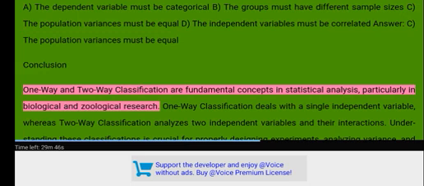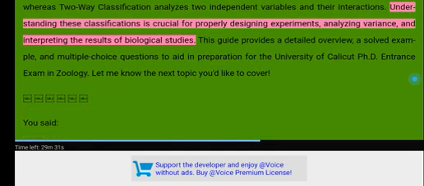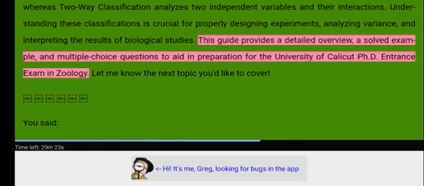Conclusion. One-way and two-way classification are fundamental concepts in statistical analysis, particularly in biological and zoological research. One-way classification deals with a single independent variable, whereas two-way classification analyzes two independent variables and their interactions. Understanding these classifications is crucial for properly designing experiments, analyzing variance, and interpreting the results of biological studies. This guide provides a detailed overview, a solved example, and multiple-choice questions to aid in preparation for the University of Calicut PhD entrance exam in zoology.